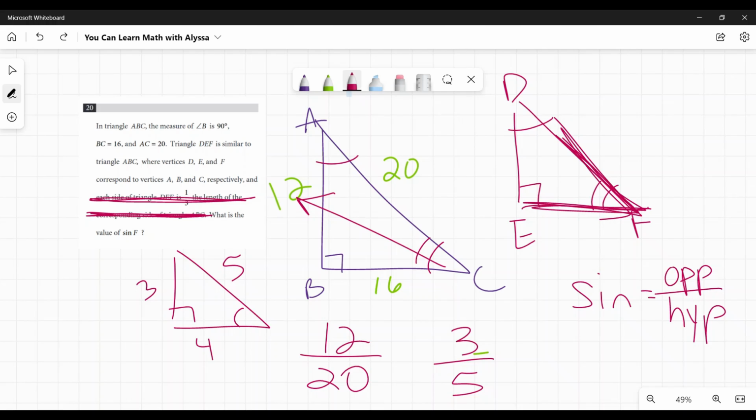It's a good thing to know. Because if you realize it's a 3, 4, 5, you just jump straight to 3/5. You don't even have to simplify afterwards, and you didn't have to do all that Pythagorean theorem to figure out that it was 12. So the sine of angle F is the same as the sine of angle C, which again is opposite divided by hypotenuse, 12/20, which simplifies to 3/5, which is your answer.